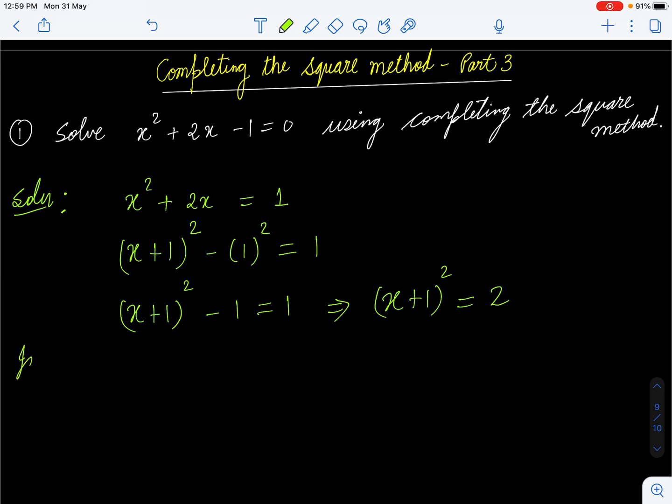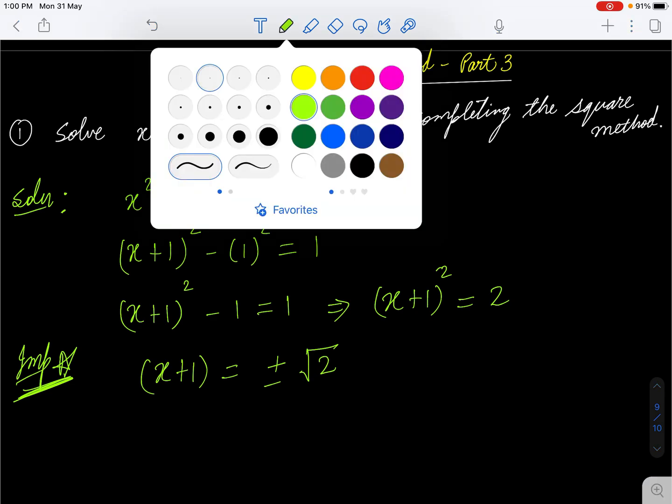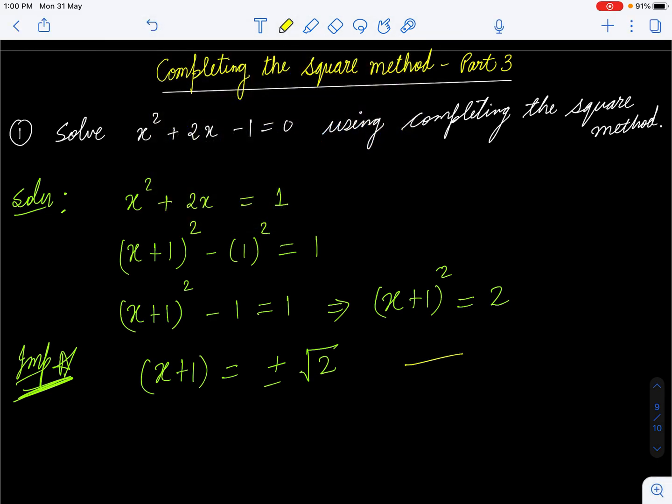Now the next step is very important. Students make mistakes in this. What you have to do after this is take square root on both sides. When you take square root on both sides, you have to take plus and minus sign here also. Okay, so this is very important. Students miss this a lot. This plus and minus sign, you always have to take plus and minus sign.